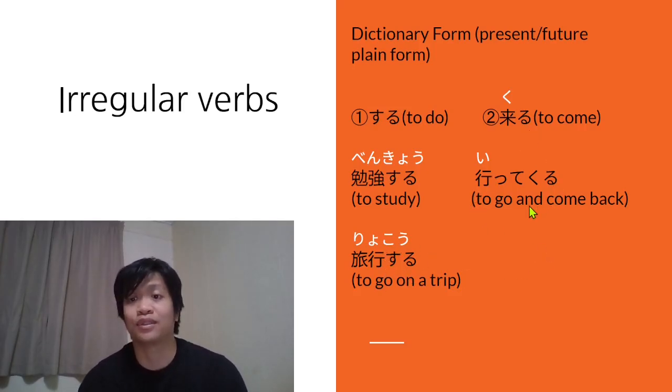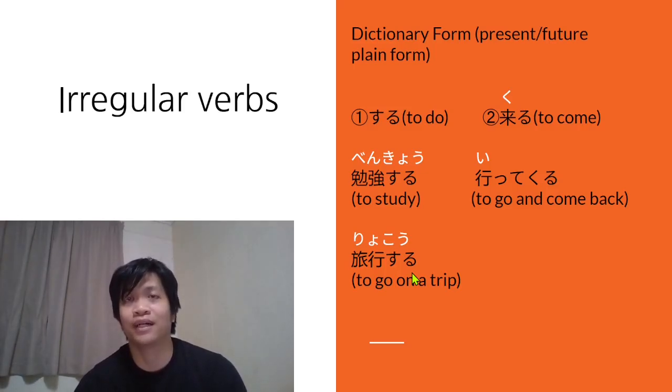Same for kuru. There are variations where they attach kuru to other verbs. So for example, itte kuru. This is the te form of iku attached to kuru at the end. So kuru is at the end. Even though kuru is not by itself, it's attached to another verb to make one big verb. This whole itte kuru is still irregular. But so those are the 3 verb types.